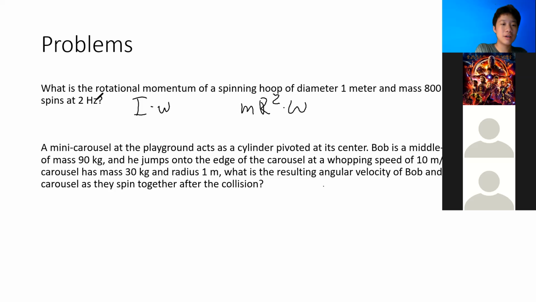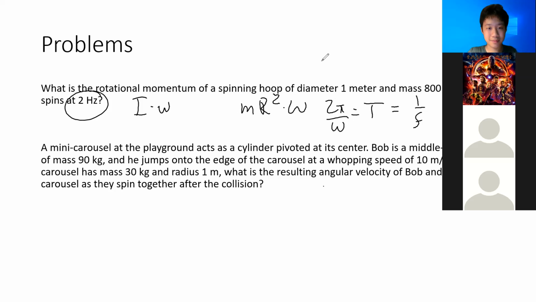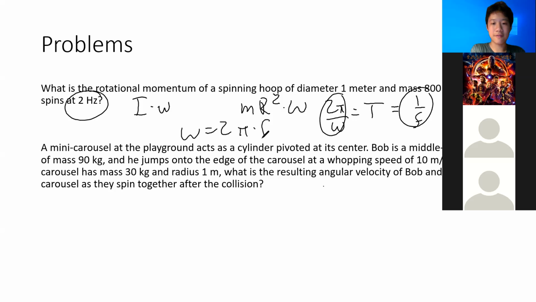Well, we don't have w, because w needs to be in radians per second. So how do we turn frequency into radians per second? Well, one thing we know is that period equals 1 over frequency, and period also equals distance over speed, okay? So 2 pi over w equals 1 over f. So w equals 2 pi times f. So replace w with 2 pi f in this equation, and you should get, I think it should be 2.51 kilograms times meters squared per second. Okay, I think that's it.